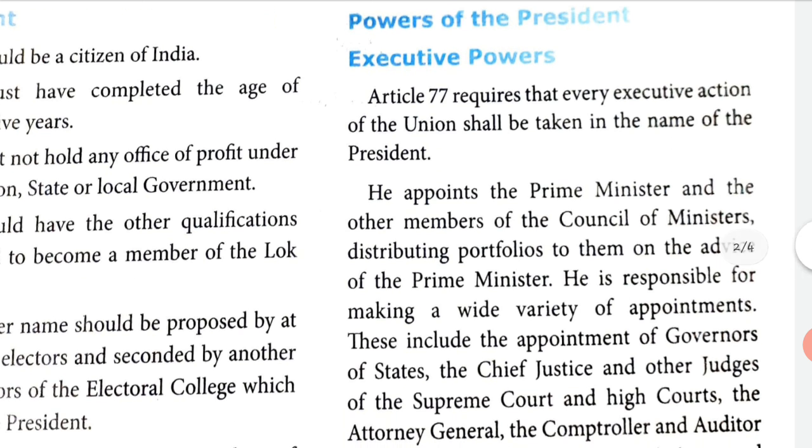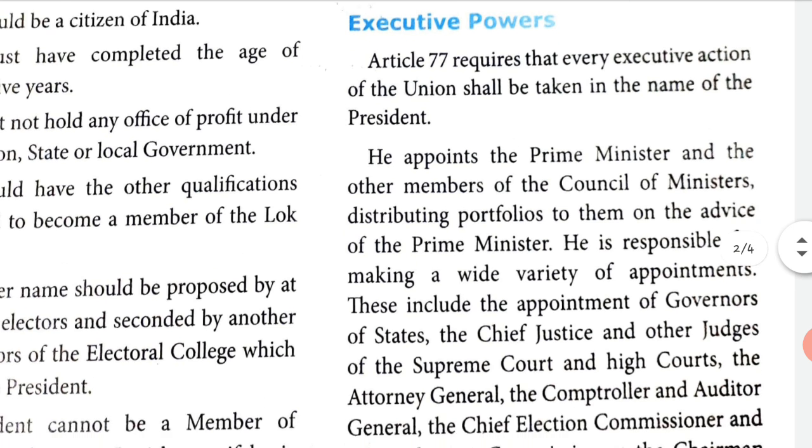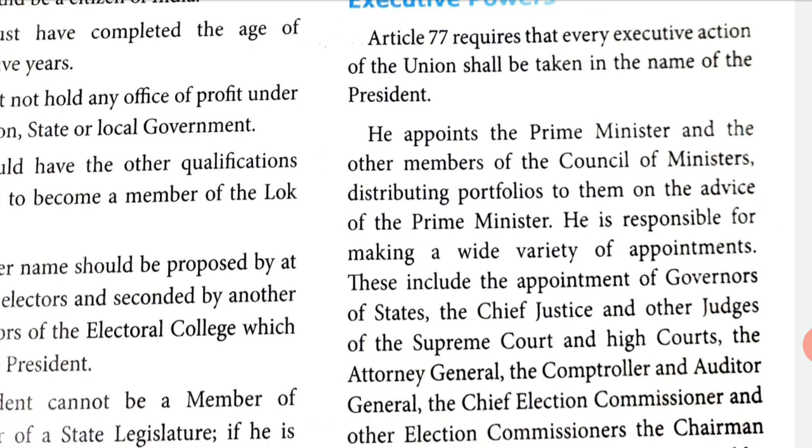He appoints the prime minister. So second work is he appoints the prime minister, and he also appoints the other members of the council of ministers. Council of ministers, group of ministers, distributing portfolios. Portfolios is, suppose we have agricultural minister, we have tourism minister, so they are given some duties, okay, that's called portfolios. So he gives them portfolios on the advice of the prime minister.